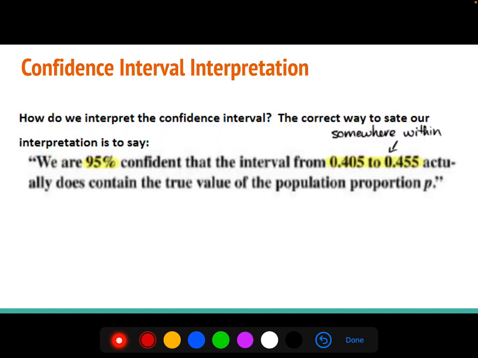Now, how do we interpret this? We say 95% confident that the interval from some number to some number actually does contain our true population proportion p. So it's going to be in there between two numbers, and we will have some percent of confidence that it's lying in there. The higher the number, the smaller the gap between those two numbers.